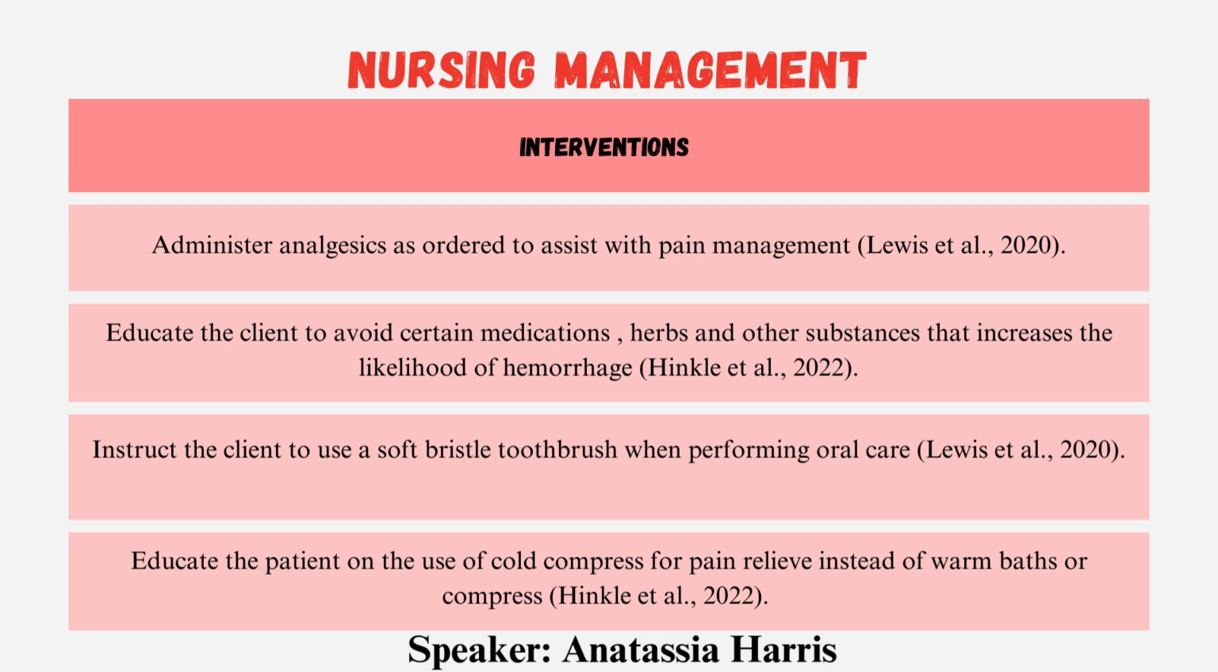Secondly, the patient with hemophilia should be educated on the importance of avoiding certain medications such as NSAIDs, herbs such as garlic, and other substances such as alcohol that increase the likelihood of hemorrhage. These agents interfere with platelet aggregation. This interference with platelet aggregation increases the likelihood of spontaneous bleeding episodes among individuals with hemophilia, since they are already at an increased risk of hemorrhage due to the failure of secondary hemostasis.